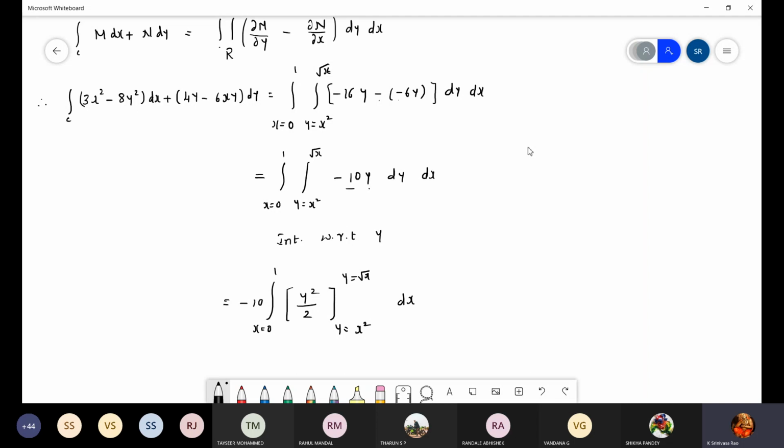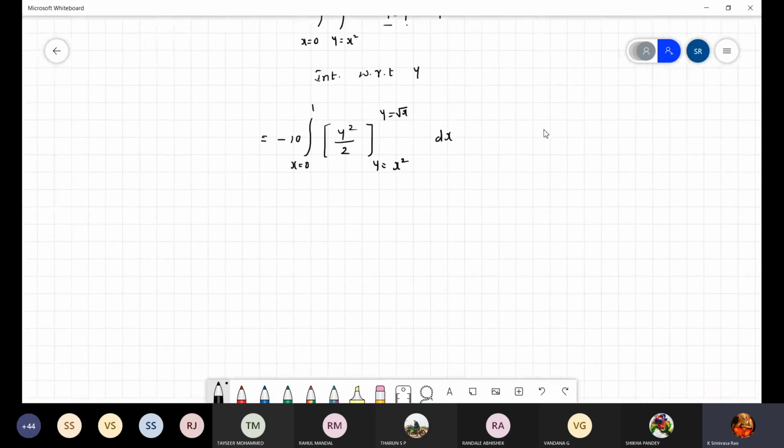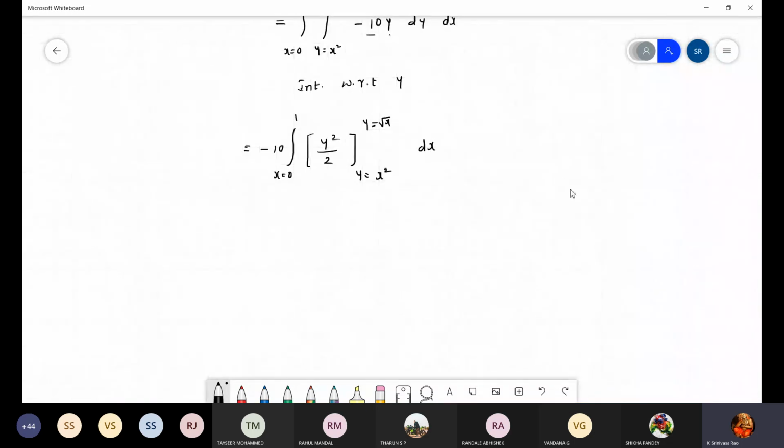And again, before substitution of y, you can take these 2 outside. It is a constant, no, that you can take outside. I will write one more step, minus 10 by 2. Or you can cancel 2 and 10, and you will get minus 5. So I will write in the next step the integral from x equal to 0 to 1, the outer integral as it is. Only one term is left, that is y square.